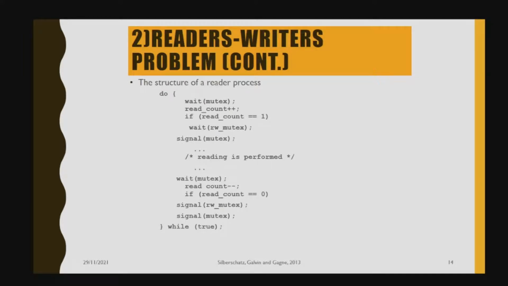So this one is the structure of the reader process. Okay, need to wait for the mutex, and then count the read. If the read count equals 1, then wait read-write mutex, and then signal mutex. So in this part reading is performed. Then wait mutex, read count decrease, subtract. If read count equals 0, then signal read-write mutex, signal mutex, while true.